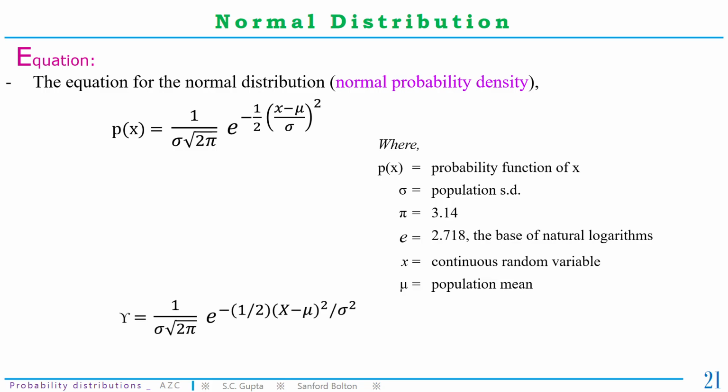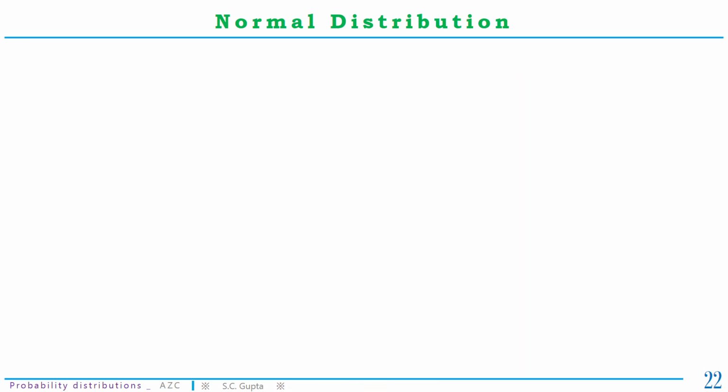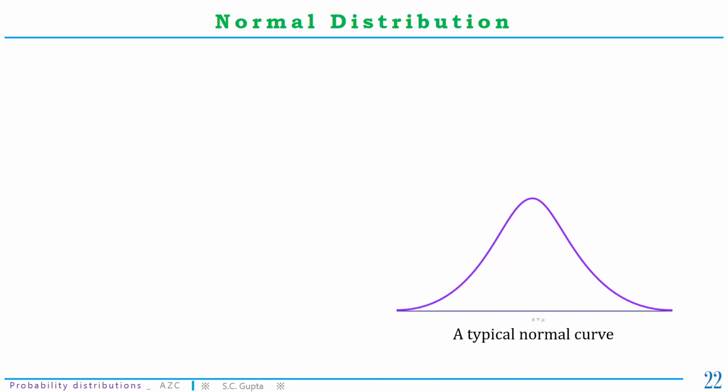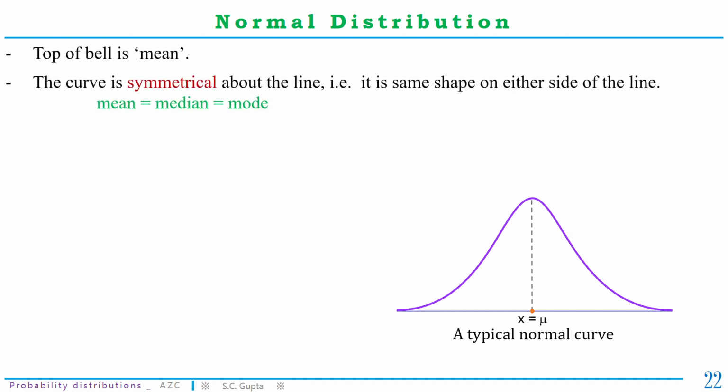You may find the equation of the normal distribution with different symbols, as given here, where upsilon is the ordinate of the normal curve, a function of x. Let's see a typical normal curve. Top of the bell is the mean. The curve is symmetrical about the line. That means it has the same shape on either side of the line. Mean, median, and mode are the same.